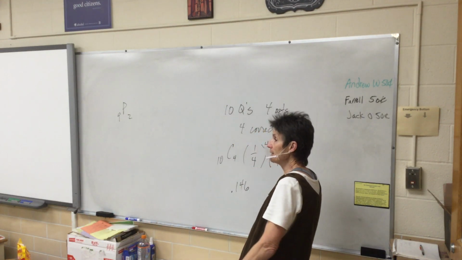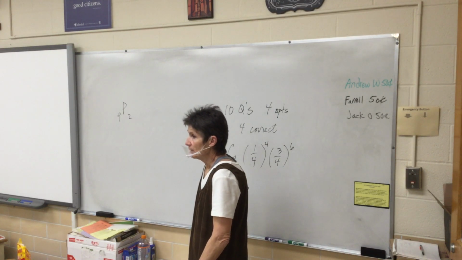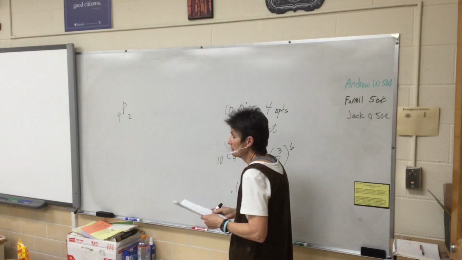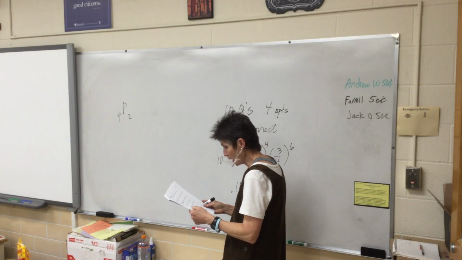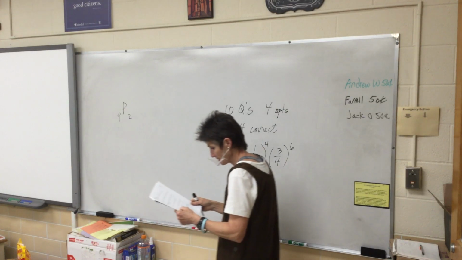If I were picking 2 kids to stand on the sideline, then it would be 9C2. But if they have different jobs, it's always P. If they have different jobs.